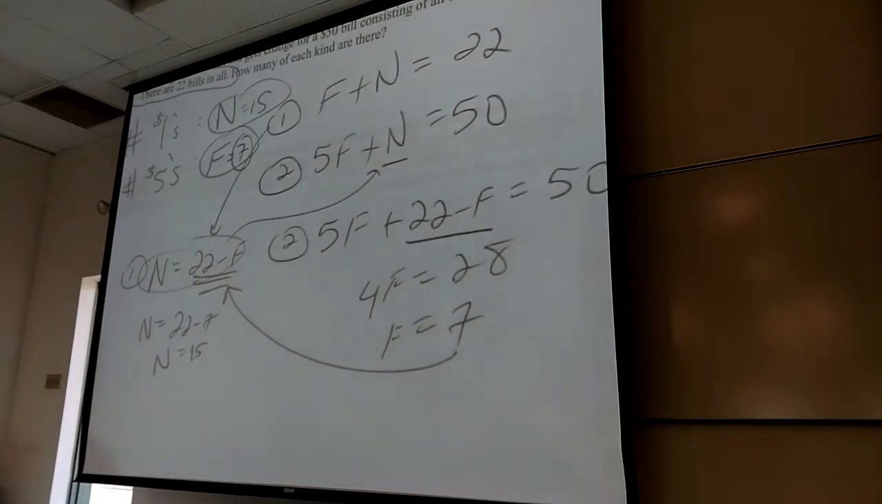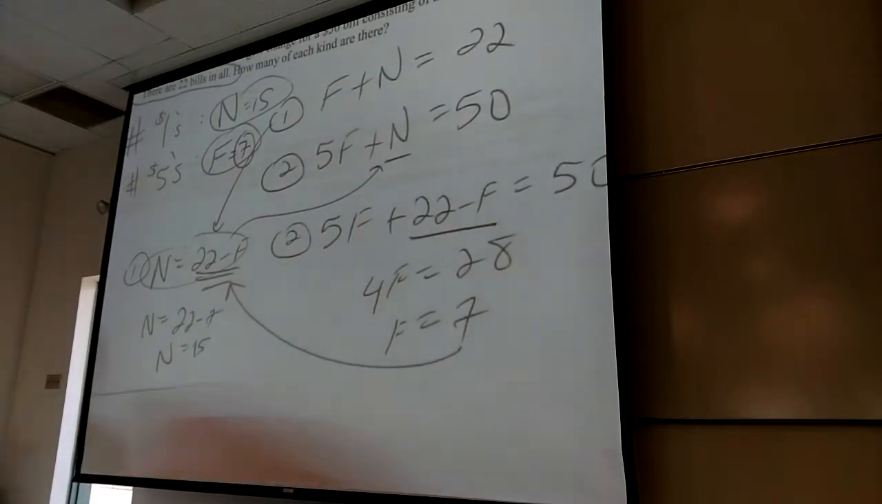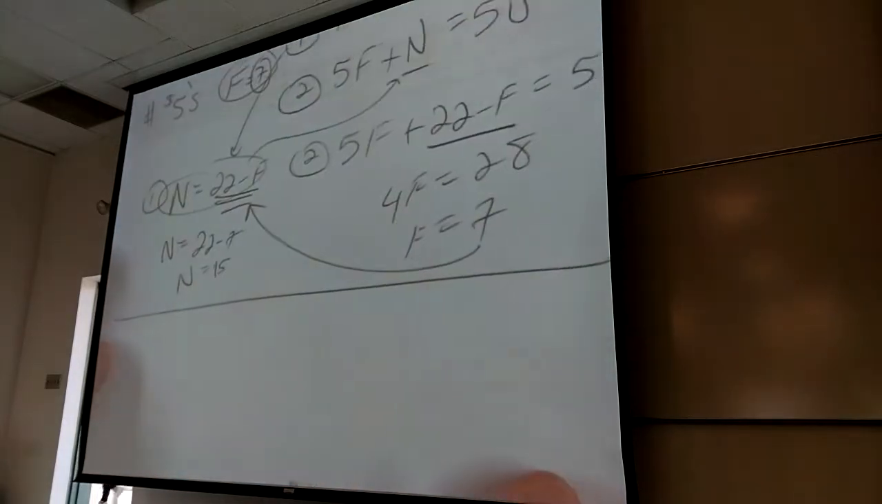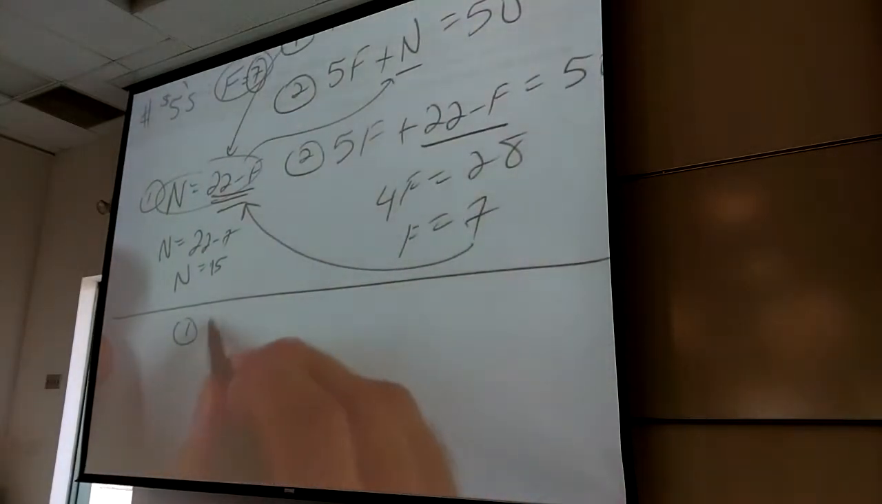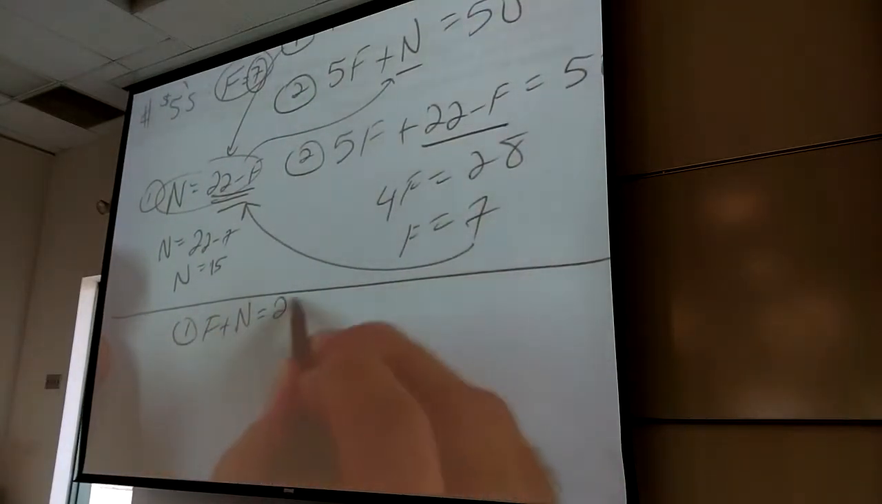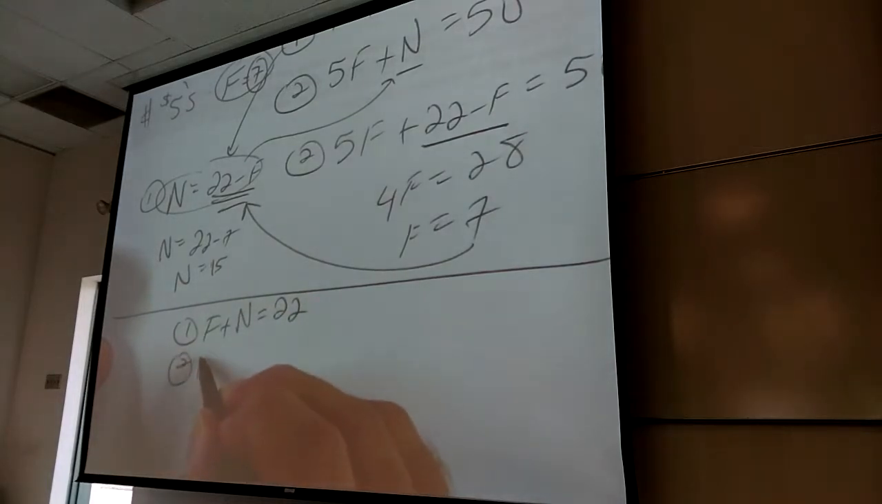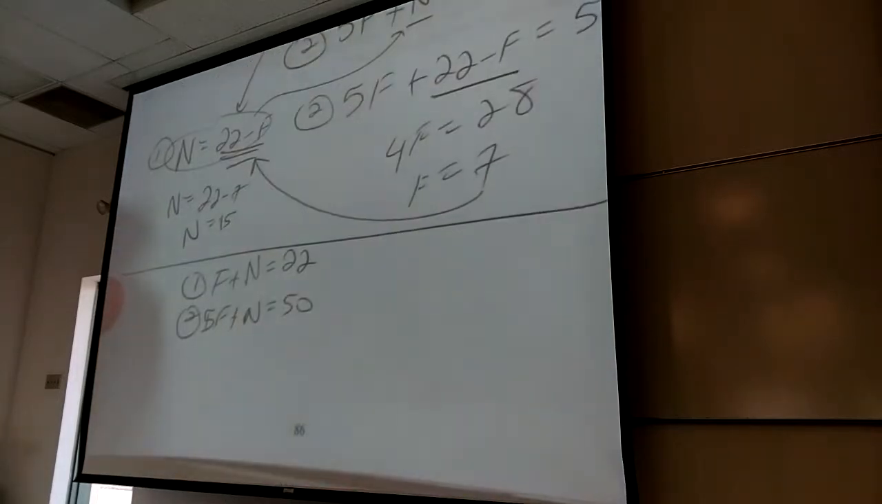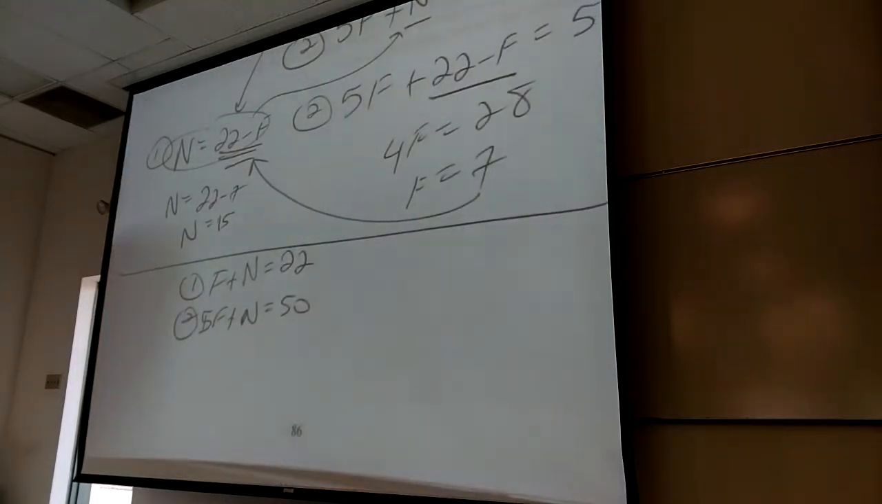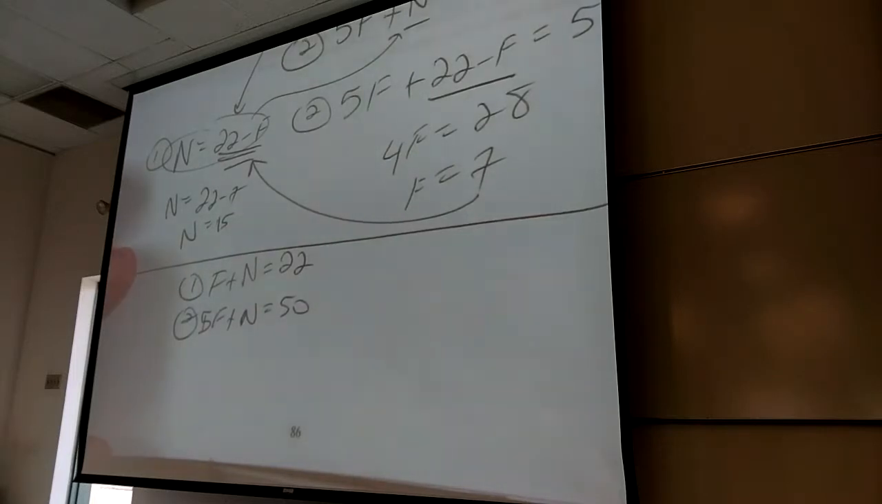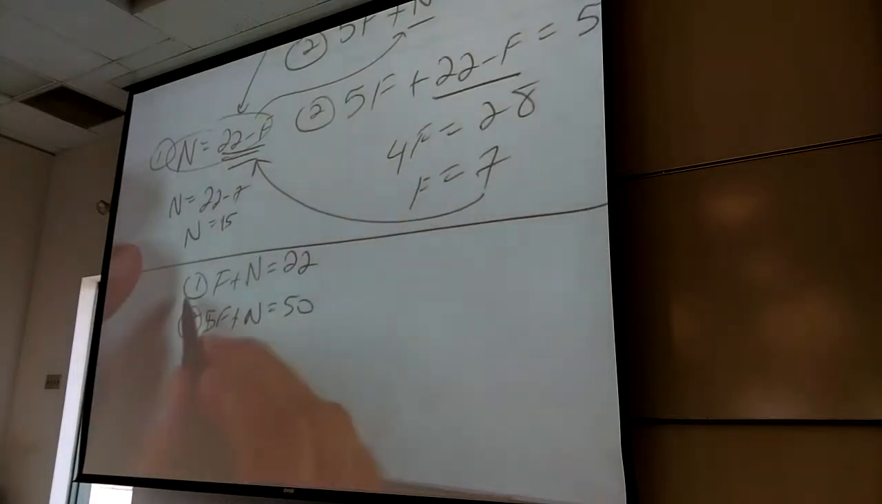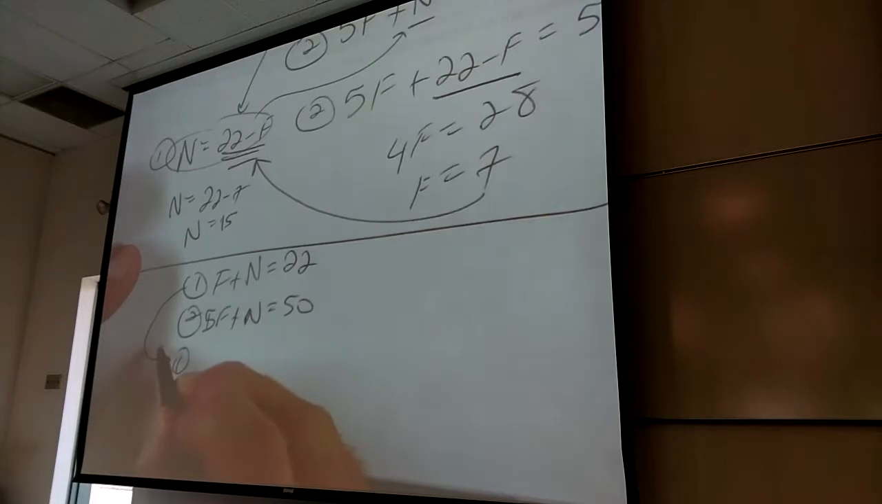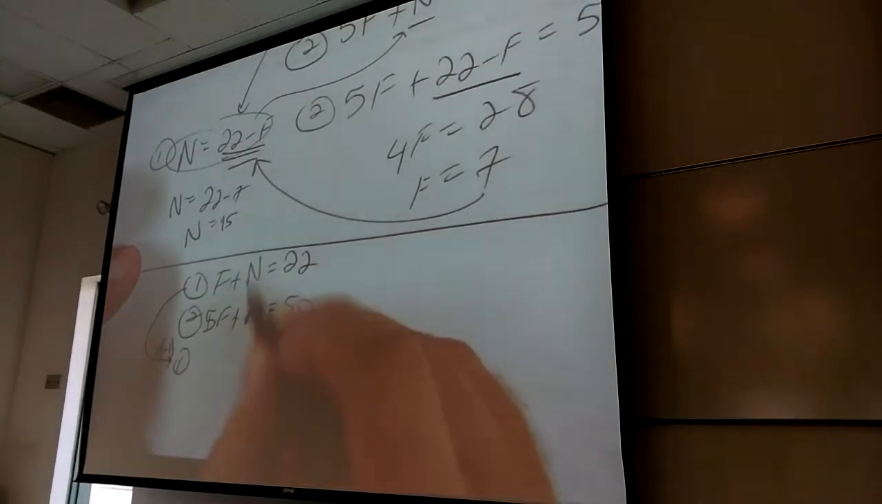Alright, so what would that look like if I used elimination instead? So let me set this up again. I had F plus N equals 22, and I have 5F plus N equals 50. Which letter do you think would be easy to kill? The N. And how would you do that? Yeah, I could take this first one and I could multiply by -1, so that the Ns will cancel.